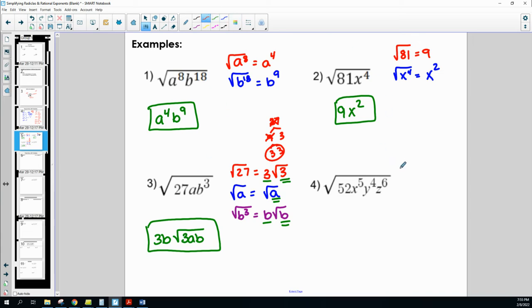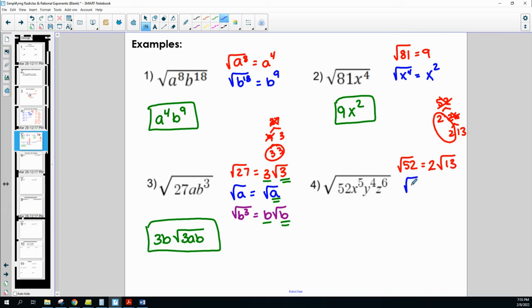All right, so let's try one more here. We have the square root of 52. So let's break 52 down. I'll just do this up here. So 52 is going to be 2 and 26. And then 26 is 2 and 13. So can't use, can't use. So we have a pair of 2's. So 2 will come out of the radical. 13 stays in the radical.